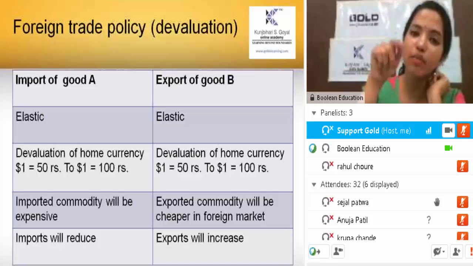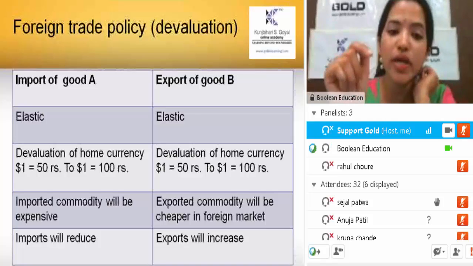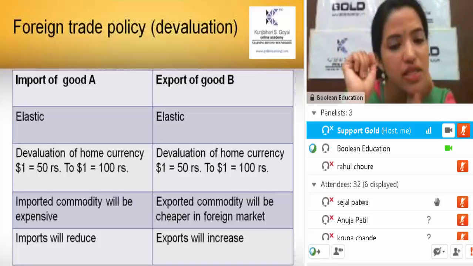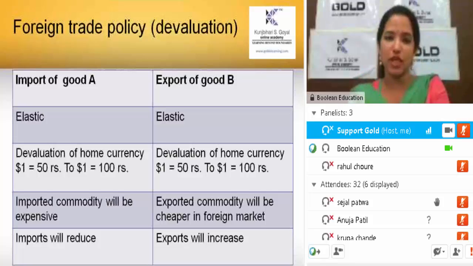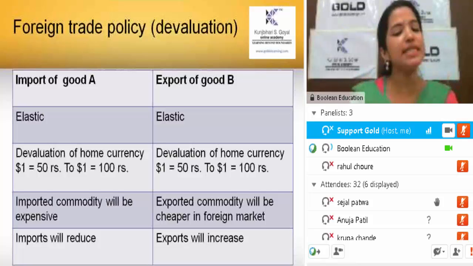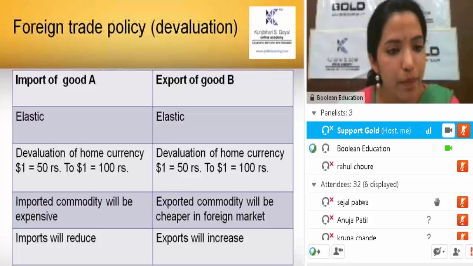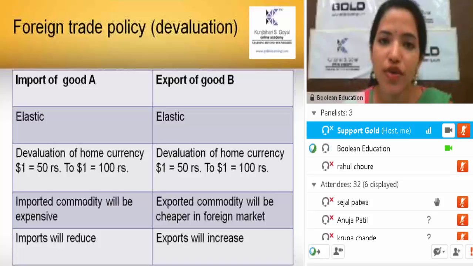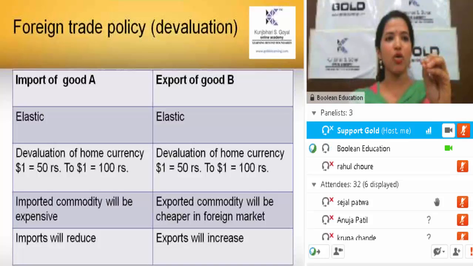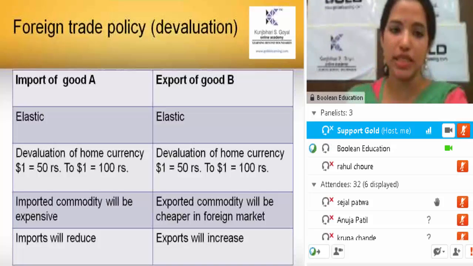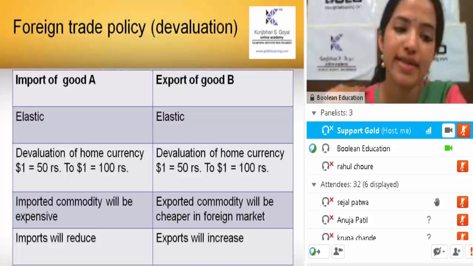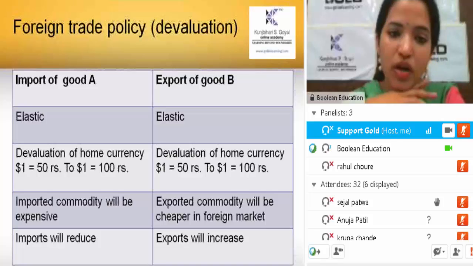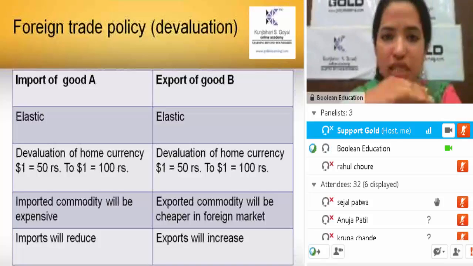The government will impose this by itself. They will devaluate the currency. Why will they devaluate the currency? To control imports and exports. Let's take two commodities: import of commodity A and export of commodity B. Both the commodities we are seeing are elastic in nature.